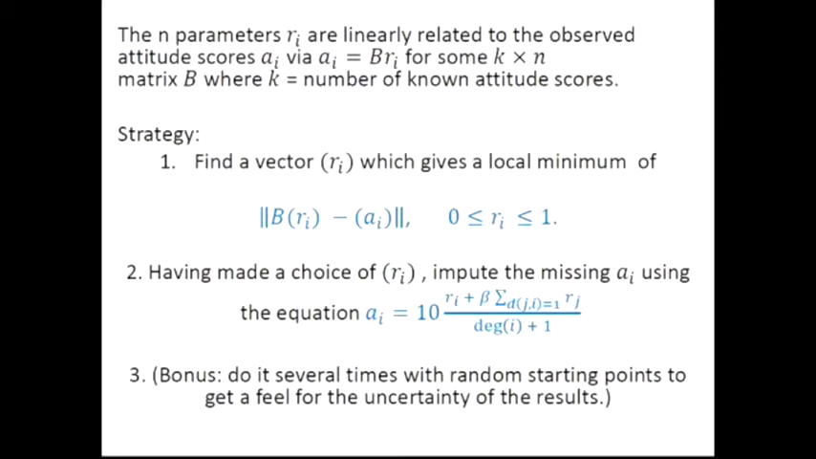What's good about it is that if you start from a random choice of RIs and then find the minimizer, then, for example, if you had a node that was completely separate from the rest of the network, its RI would never be affected. By starting with random starting points, you can get a feel for how uncertain the results are. For example, if you're completely uncertain, then if you do it maybe 100 or 1,000 times, you'll get a uniform distribution for the attitude scores for that particular node. So that's quite convenient.